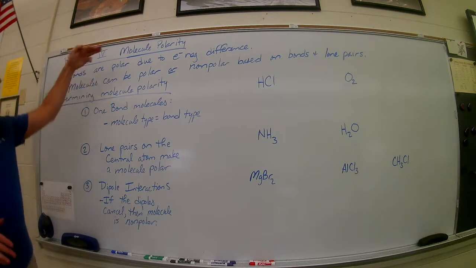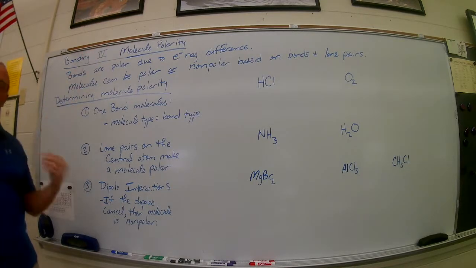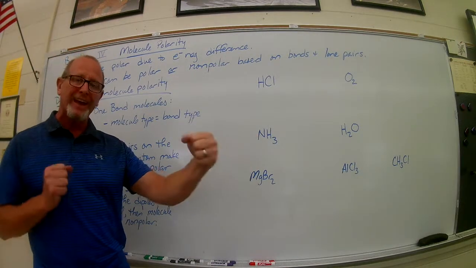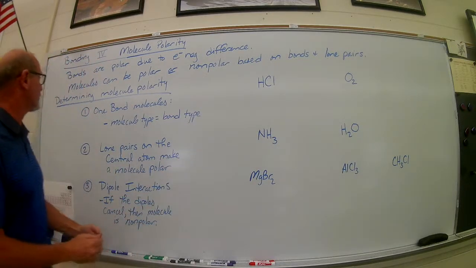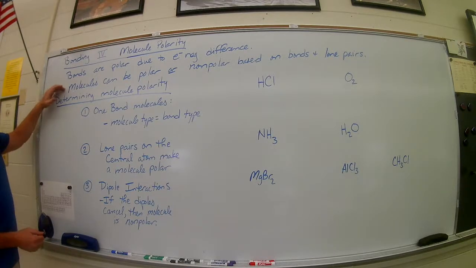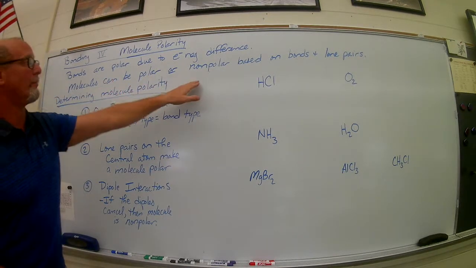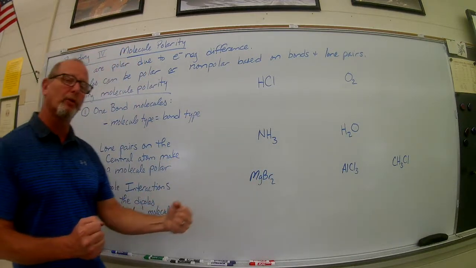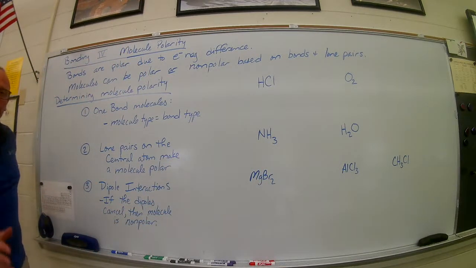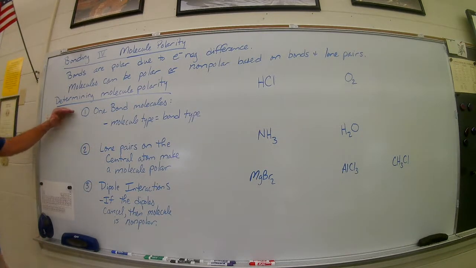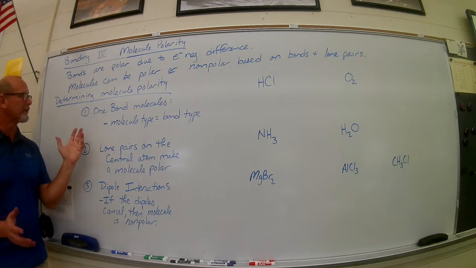This time we're going to talk about molecular polarity. We've already talked about bond polarity. That's a separation of charge in a bond due to differences in electronegativity. Molecules can be polar or nonpolar based on how many bonds and how many lone pairs, and how they're arranged. The only way to really know this is to look at the Lewis structure. But let's look at a couple of examples of how to determine molecular polarity.